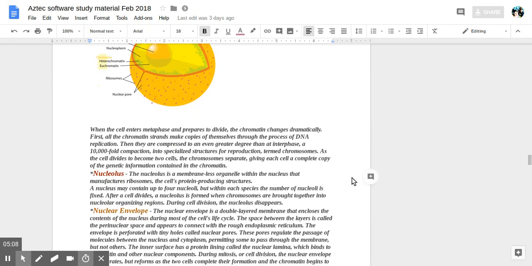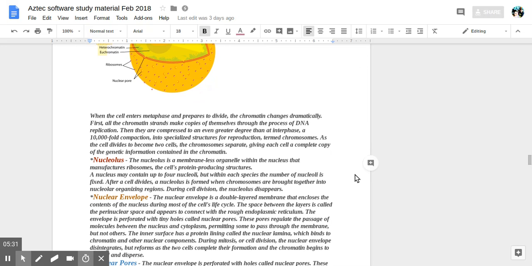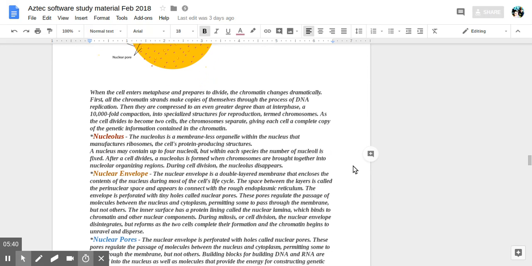These pores regulate the passage of molecules between nucleus and cytoplasm, permitting some to pass through the membrane but not others. The inner surface has a protein lining called nuclear lamina, which binds to chromatin and other nuclear components. During mitosis or cell division, the nuclear envelope disintegrates but reforms as the two cells complete their formation and the chromatin begins to unravel and disperse.